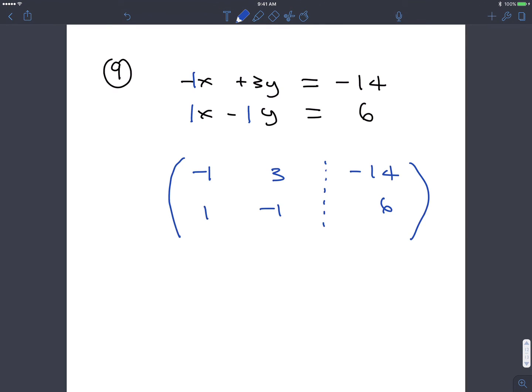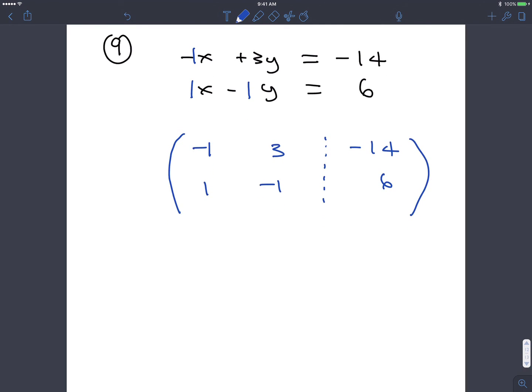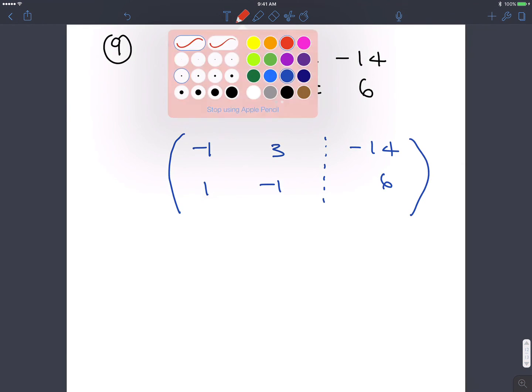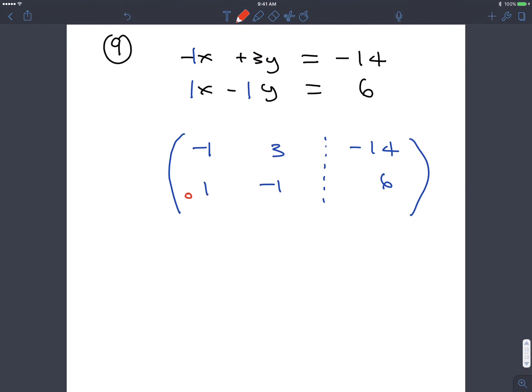Okay? So these are the entries for my matrix, and then let's notice that the game plan will be to try to make this first entry there 0. Now we're very lucky because we can notice that negative 1 plus positive 1 will give us a 0. So that means is row 1 plus row 2.